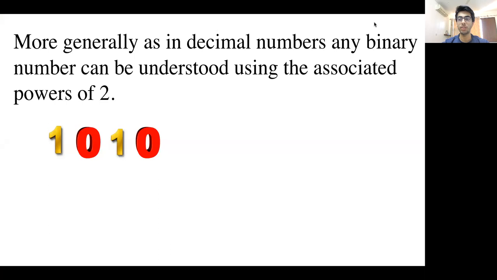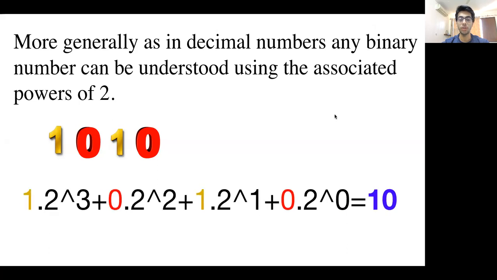Now we will see the conversion of binary to decimal and decimal to binary. So for example, if I've got a number 1010 in binary, how will we convert it into decimal? Understanding this conversion is important for studying the DAC. So if I've got 1010, it will basically be 1 into 2 cube plus 0 into 2 square plus 1 into 2 to the power 1 plus 0 into 2 to the power 0, that is equal to 10.